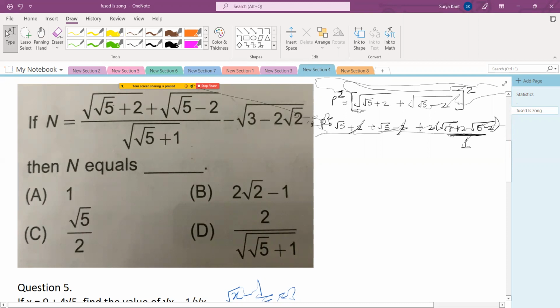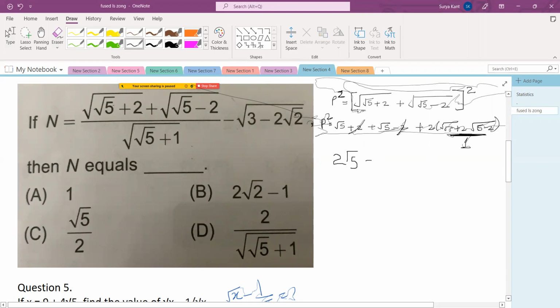5. And root 2 square is what? 4. So 5 minus 4 is what? 1 only, no? Okay, sir. I'll just tell how to write. This becomes root 5 and root 5 becomes 2 root 5. 2 root 5.